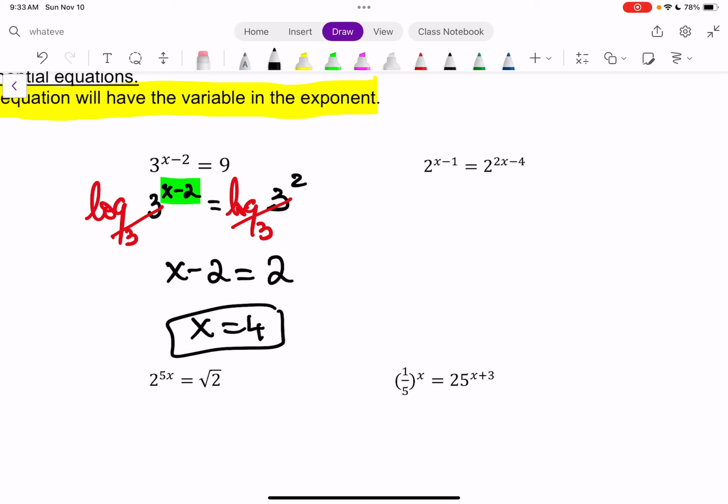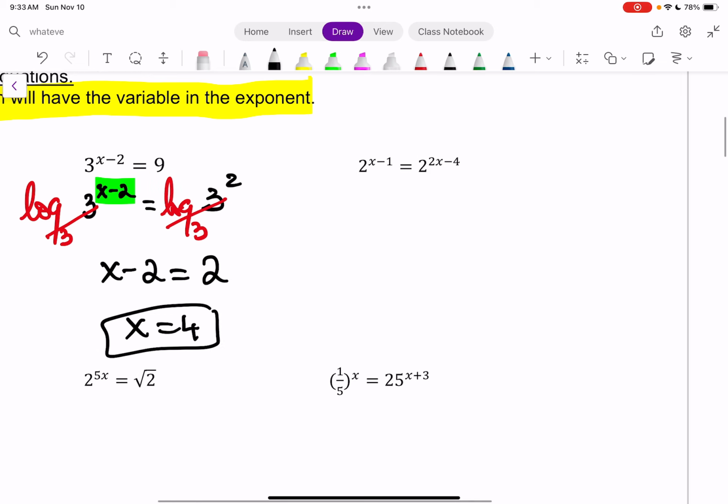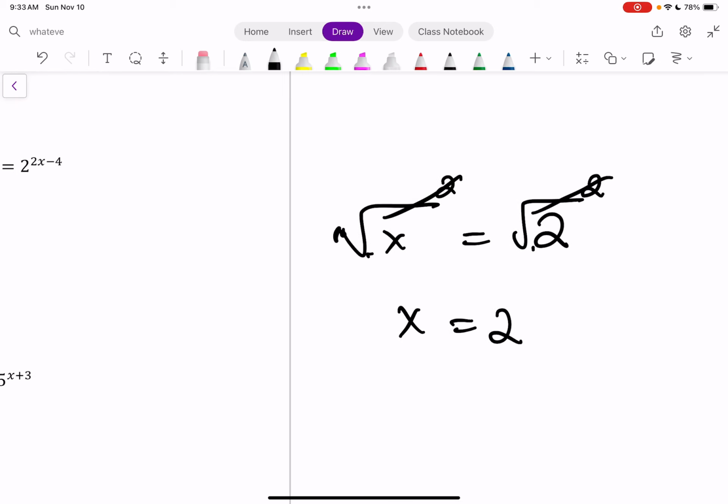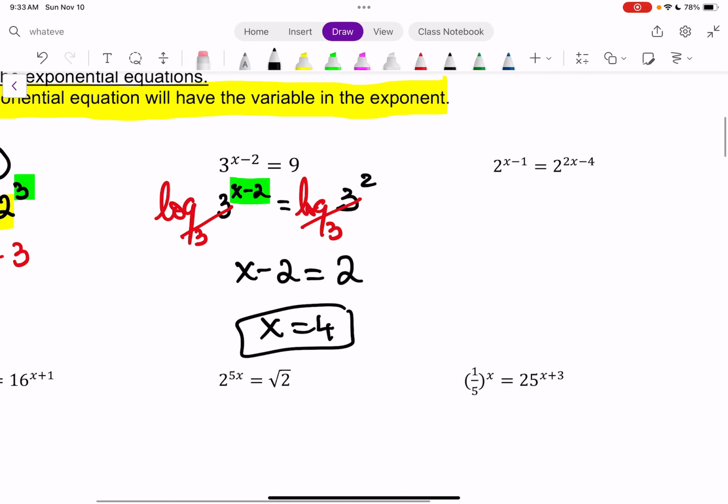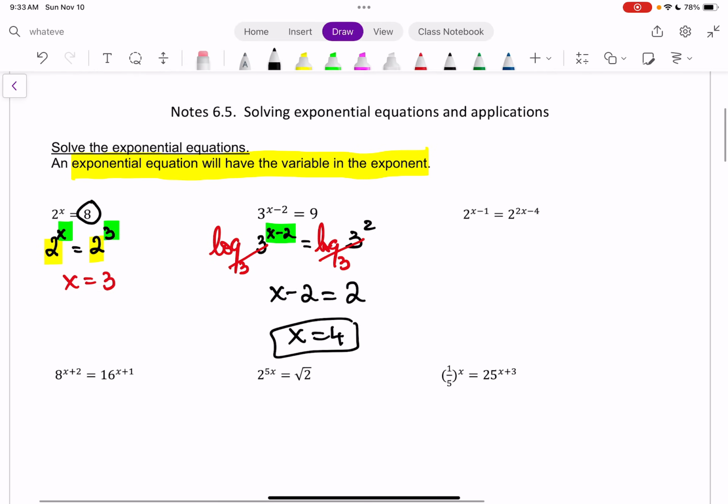Now you don't have to write log with base 3 of 3 on both sides to show that the bases go away. It's totally fine. It's clear, again, just as here, since the same operation has been performed to both x and 2, that x must equal 2. But technically, that's what we're doing.